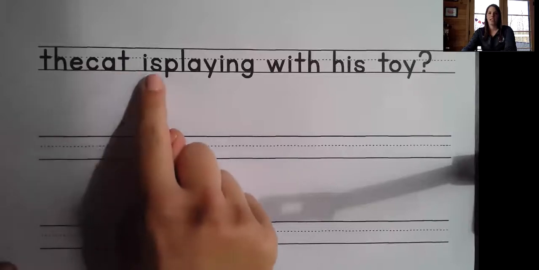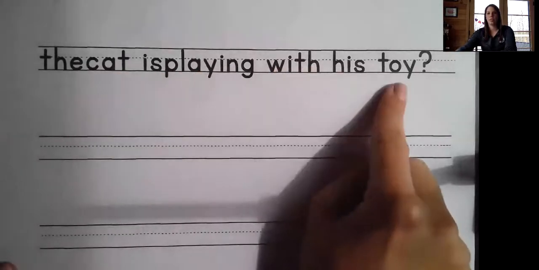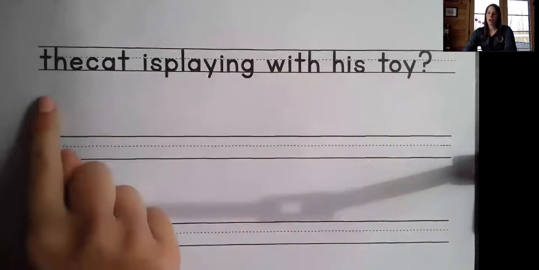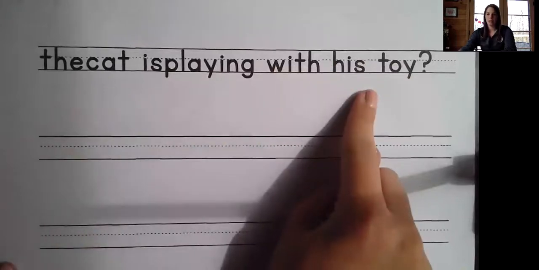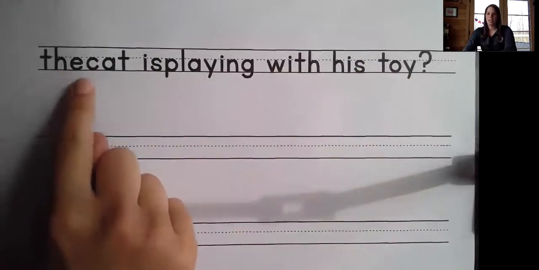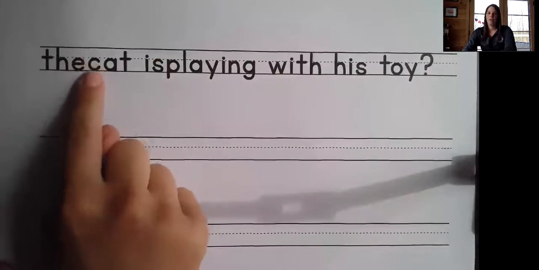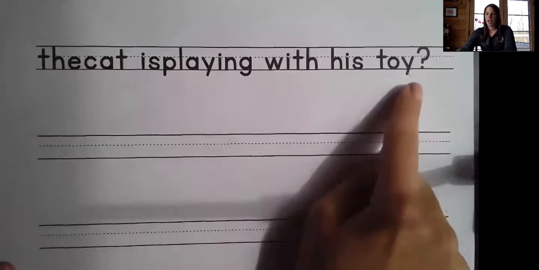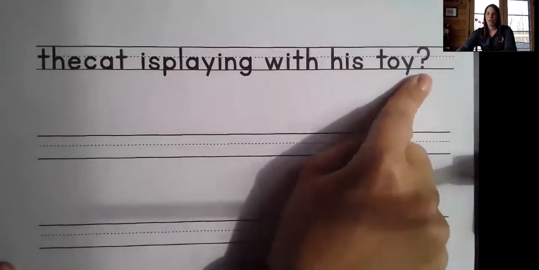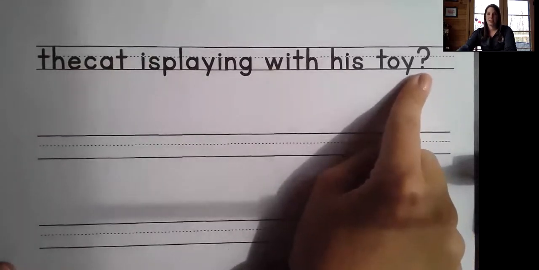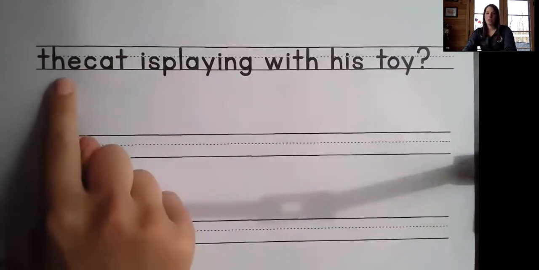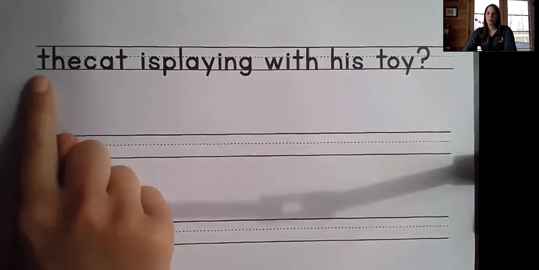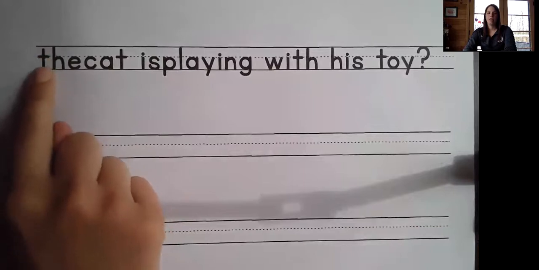The cat is playing with his toy. Now I can go ahead and see that I already have some mistakes in my sentence. The first two don't have a space in between them. These words don't have a space, and it ends with a question, and I don't think that this sentence is asking me anything.